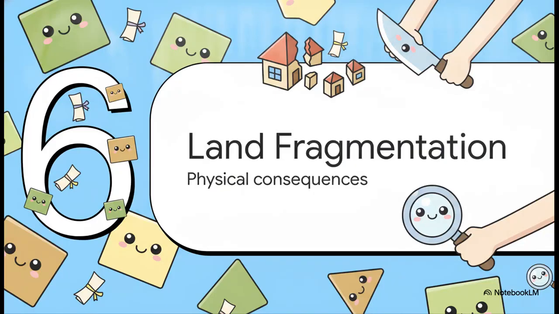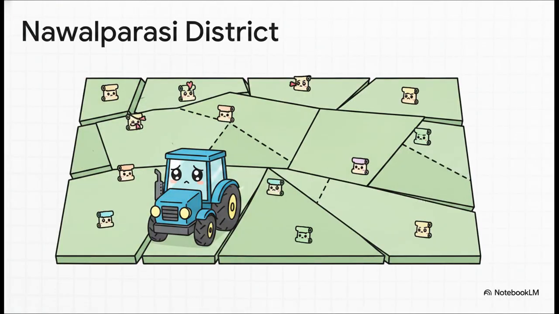And finally, Section 6, Land Fragmentation. So here is the absolutely crucial takeaway from all of this. When our legal and administrative systems allow for the endless subdivision of parcels on paper, the physical earth really takes a hit. We see a prime example of this in the Nawalparasi district of Nepal.